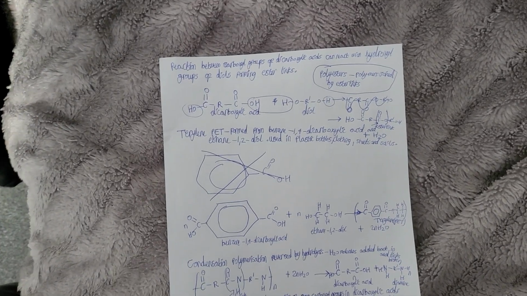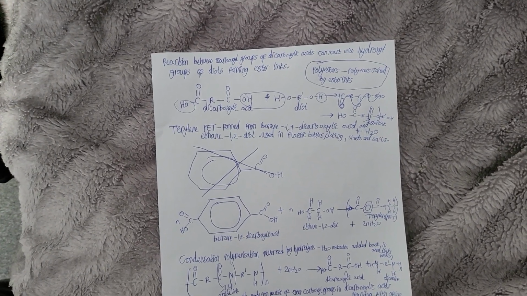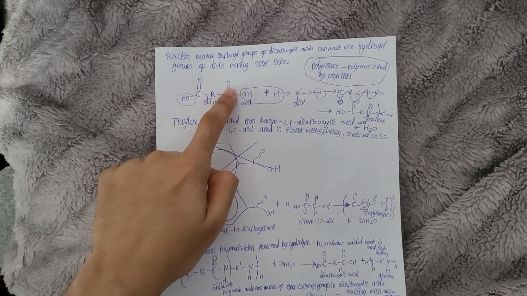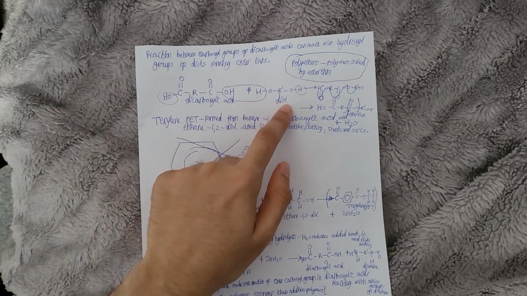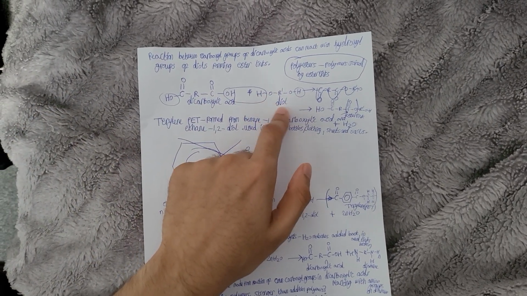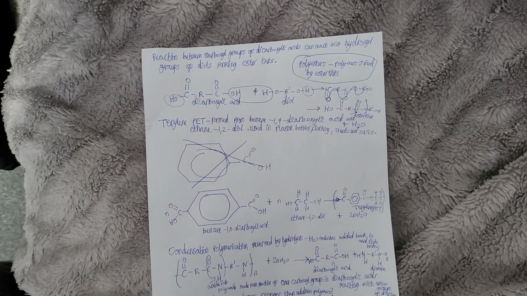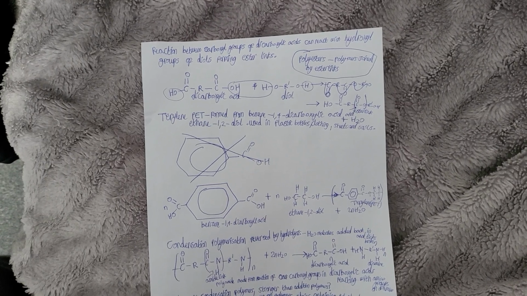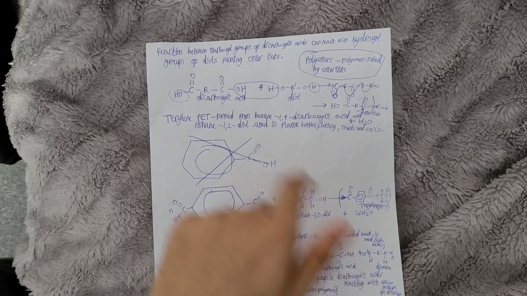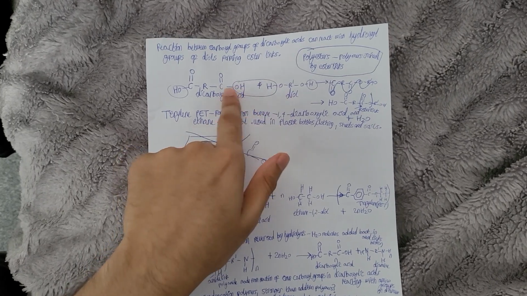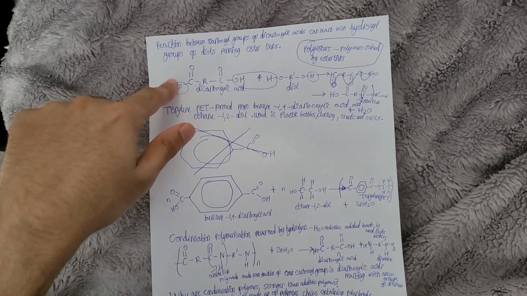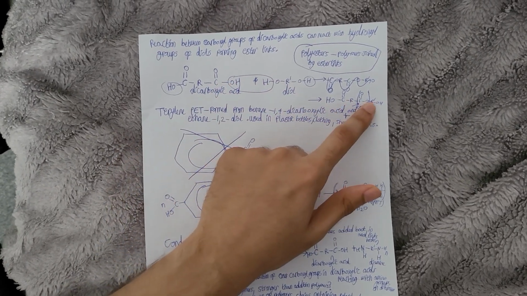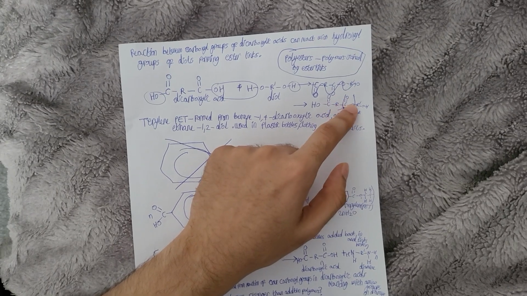Carboxyl groups of dicarboxylic acids can react with the hydroxyl groups of diols, forming ester links. So your dicarboxylic acid HOOC-R-COOH plus your diol HO-R-OH form your ester link. Polyesters are polymers joined by ester links. So what happens? This OH and this hydrogen are going to go, but this part is obviously going to stay the same. That leaves you with your ester link, C=O, O-R-OH.